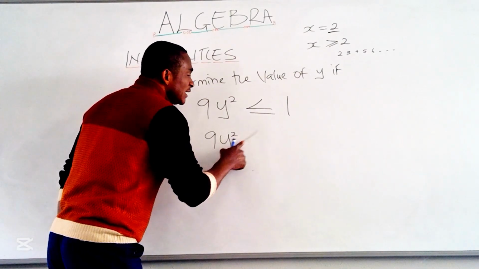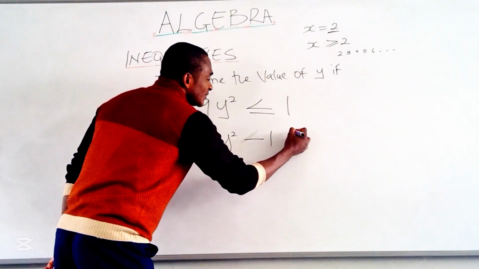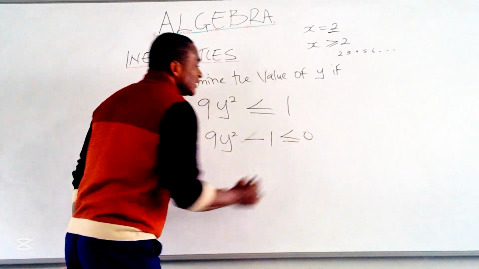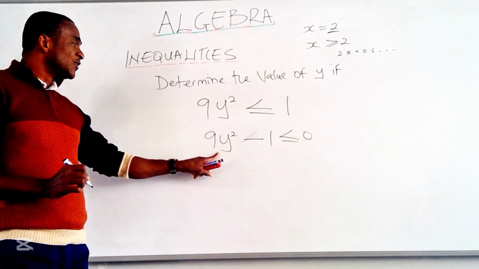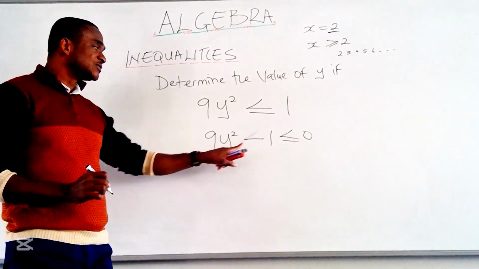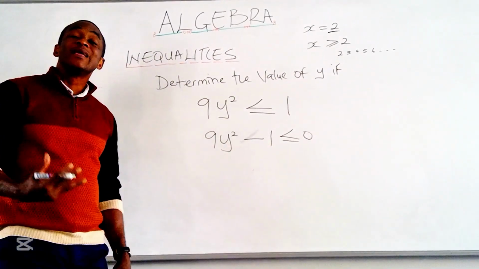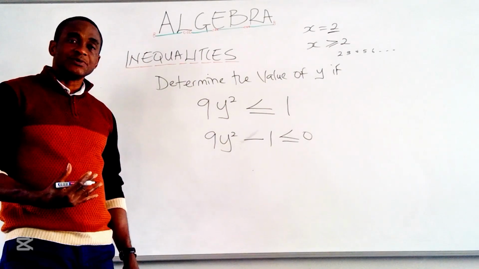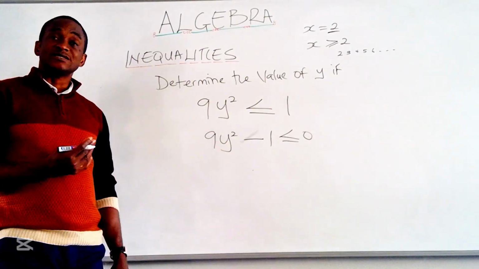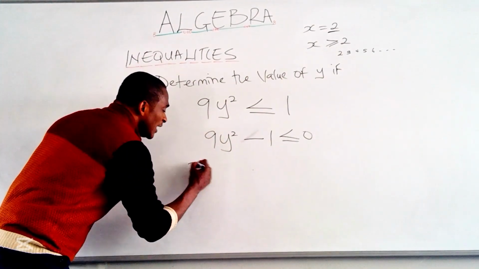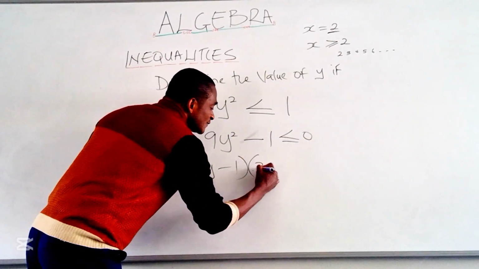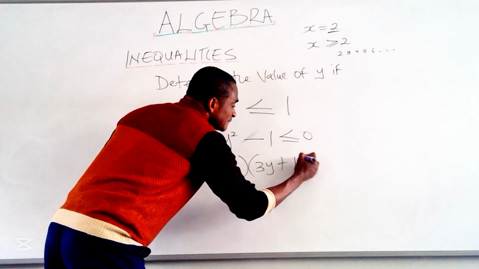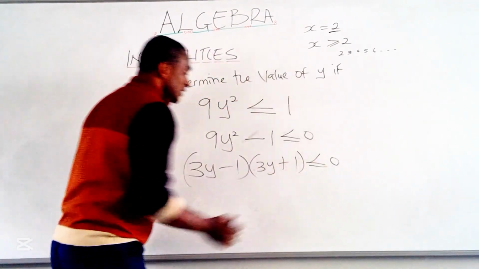We can do the same thing. Get the 0 on the other side. Now with this, we have 3 squared y squared minus 1 squared. Then we can use the difference of two squares approach to factorize. So here our factors will be (3y minus 1)(3y plus 1) is less than or equal to 0.